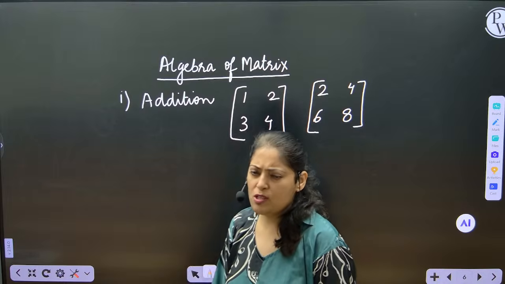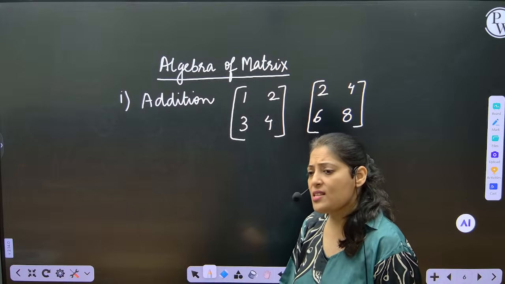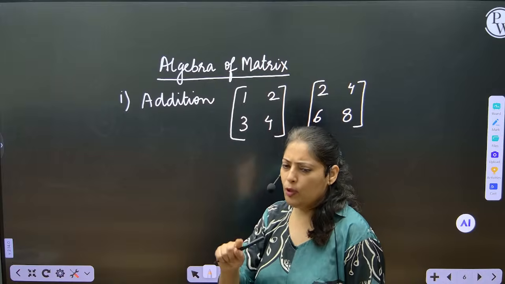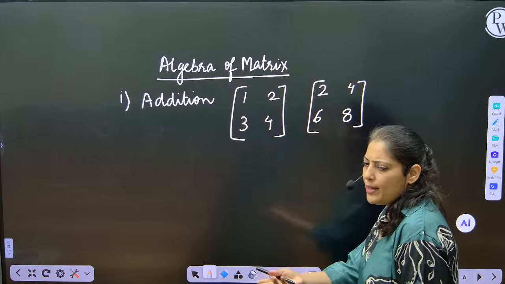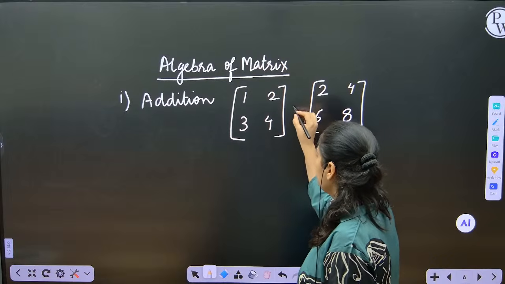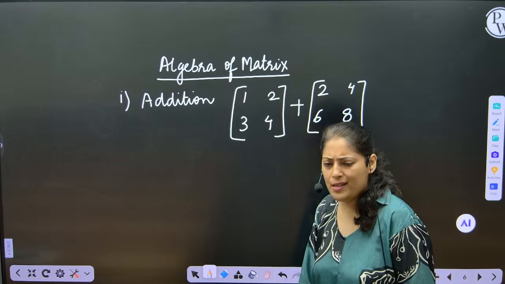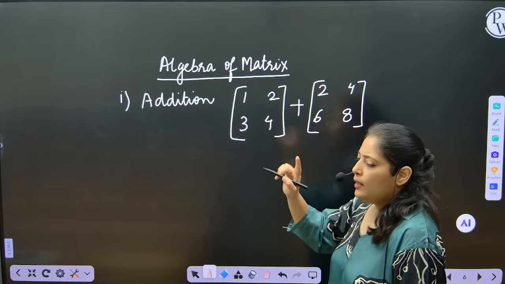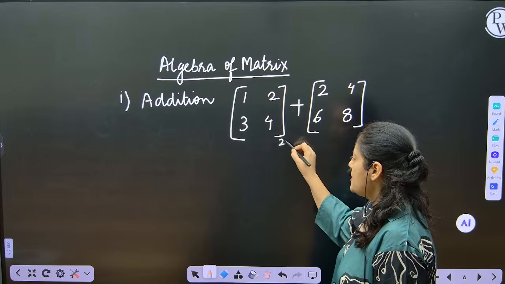For multiplication, it is not necessary that the order should be the same. One more condition is there that I'll tell you. But if your order is the same, then also multiplication is possible. Wait, I'll tell you. Now addition means what? Plus sign. Here the condition is that the order should be the same.